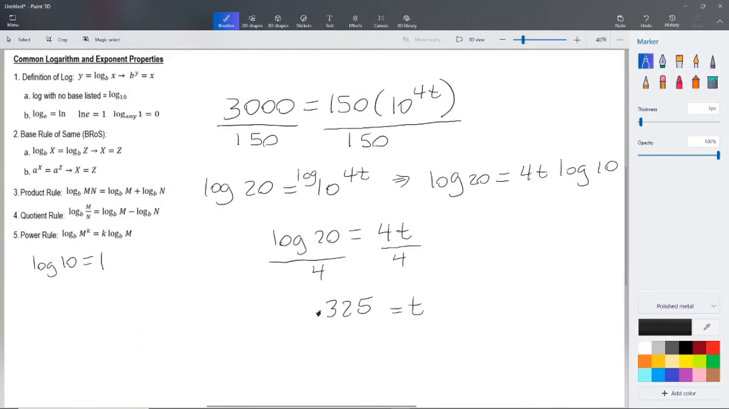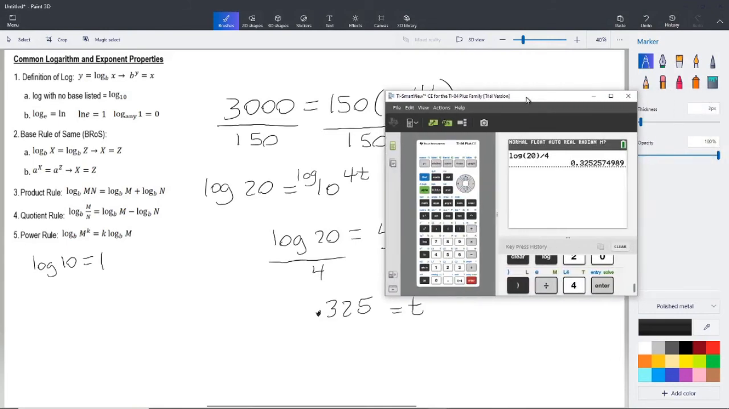For that, we can say that this answer is fairly relevant. Is this answer checkable? Yes, it's totally checkable. We could take 0.325 and put it back into t over here. We could say we have 4 times 0.325, take that to the power of 10 and then multiply it by 150, and we would get 3,000. Just for grins, let's go ahead and do that anyway, since we already have the value on our calculator.